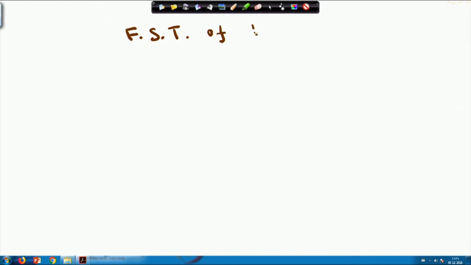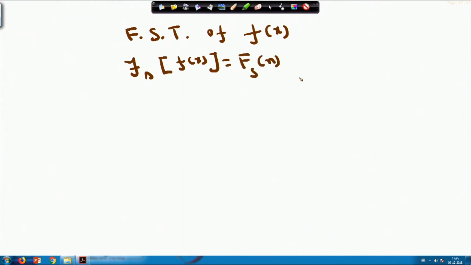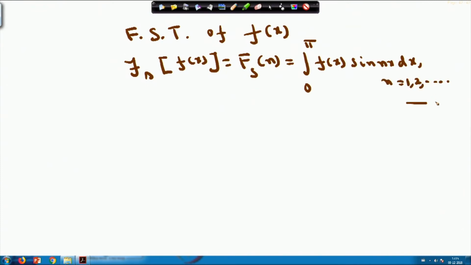of f x, please note this, the finite sine transform of f x is defined as F s of n, which equals the integral from 0 to pi of f x sin n x dx, where n varies 1, 2, 3 like this. So, this is equation 5.